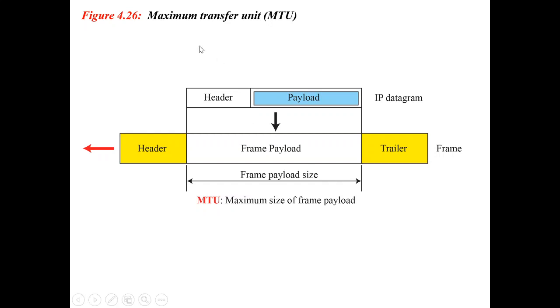So see here, this is header and payload, which is an IP datagram, and this IP datagram is encapsulated into header and trailer at the data link layer, which is called a frame. So this header plus payload is the maximum transmission unit.